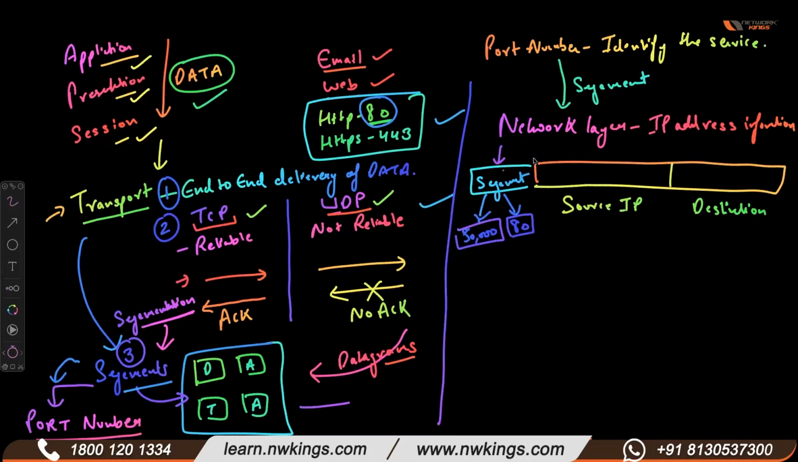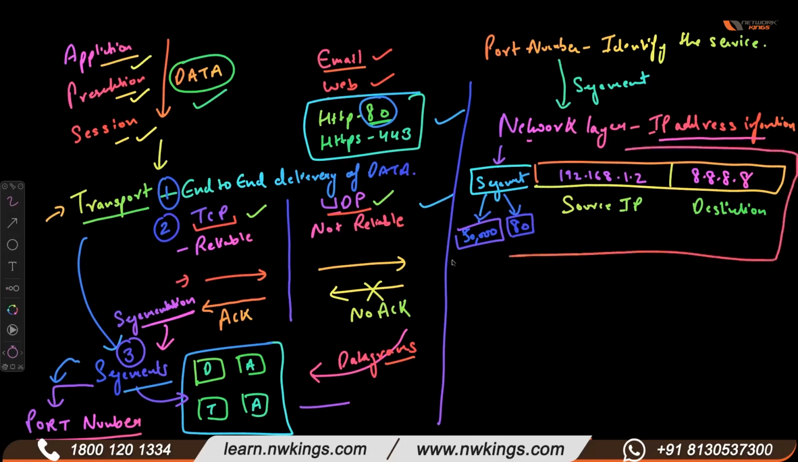Now the segment will have another piece of information. The segment will have extra information where we add my computer's IP address, 192.168.1.2, and then you put down your destination IP, maybe google.com, 8.8.8.8. So simply, the network layer adds the IP information, and this whole thing, IP address plus segment combination, is called a packet. So what is inside the packet? Inside the packet you have the segment, and additionally you have the source IP and the destination IP.